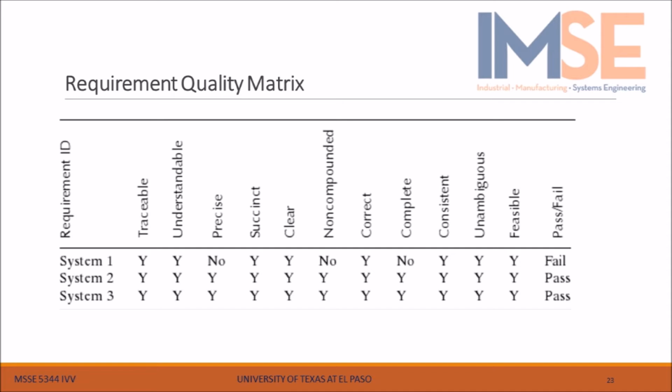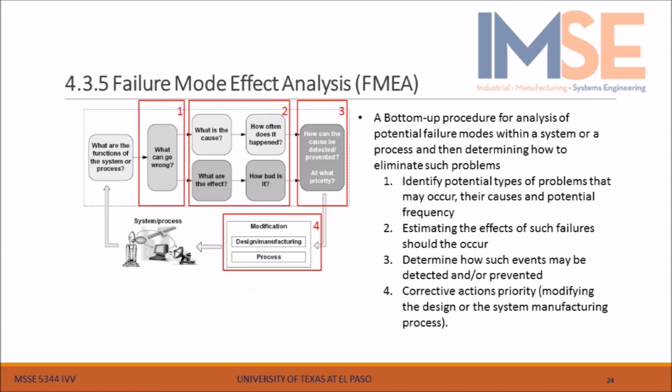Here is an example of a requirement quality matrix. Every system and every requirement is tested and analyzed in order to detect if every attribute is met or not. Failure Mode Effect Analysis, or FMEA. FMEA is a bottom-up procedure for analysis of potential failure modes within a system or a process and then determining how to eliminate such problems.